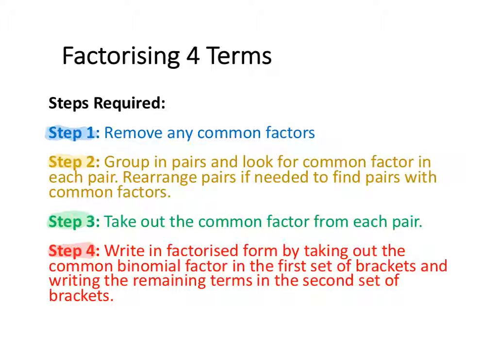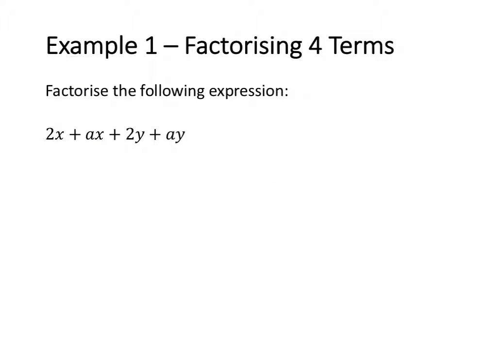Factorising 4 terms is easier to learn through looking at examples. So let's have a look at a couple of examples. In the first example, you want to factorise the expression 2x plus ax plus 2y plus ay. Now the first step is to look for any common factors between all 4 terms. We don't have any common factors between all 4 terms. So we can move on to the second step, which is to group the terms into pairs.